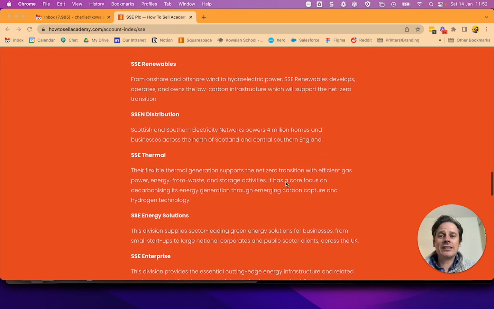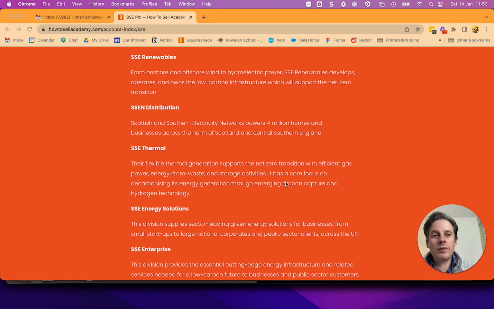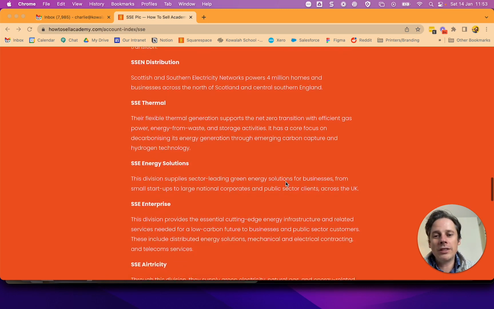Now, SSE, as an example, is made up of a number of different business units, and you may be prospecting into them individually. So again, in human language, a nice, easy understanding of what each of these business units do, so that when you're speaking to someone that is a product manager in SSE and distribution, you know exactly what that business unit does.